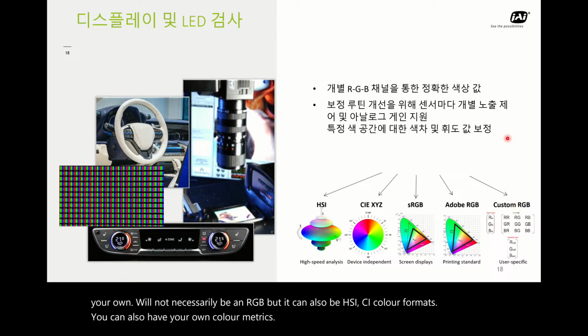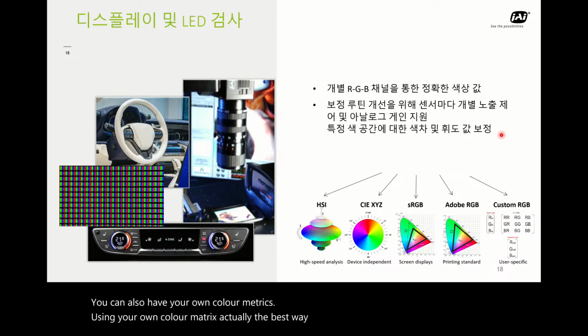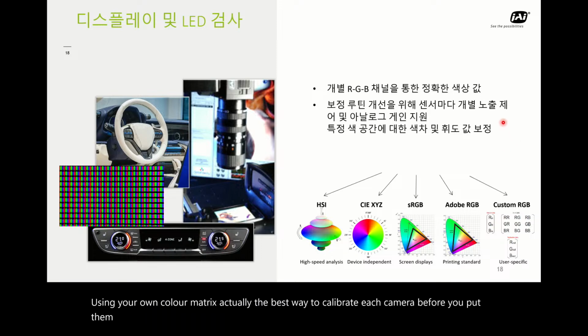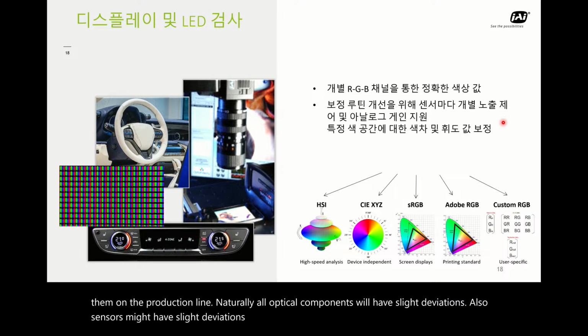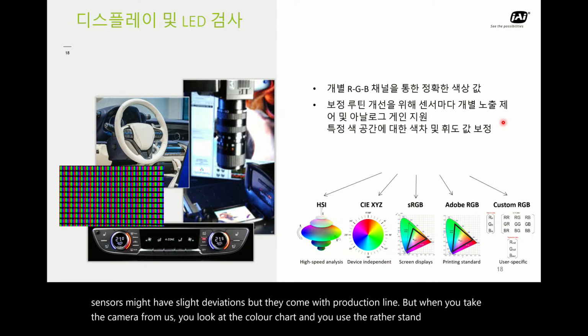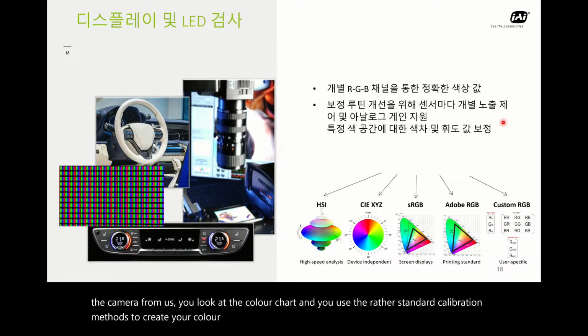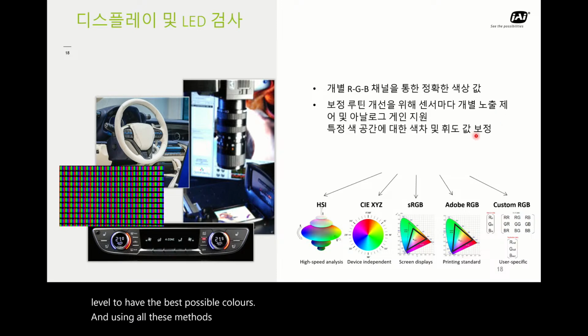And using your own color matrix is actually the best way to calibrate each camera before you put them on the production line. Naturally, all optical components will have slight deviations. Also, sensors might have slight deviations when they come off a production line. But when you take a camera from us, you look at the color chart and you use the rather standard calibration methods to create your color matrix, you will be able to calibrate each camera on the camera level to have the best possible colors. And using all these methods, your system will have much better accuracy than what you would achieve with a Bayer-based camera.